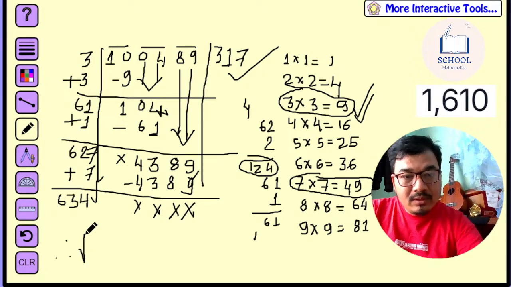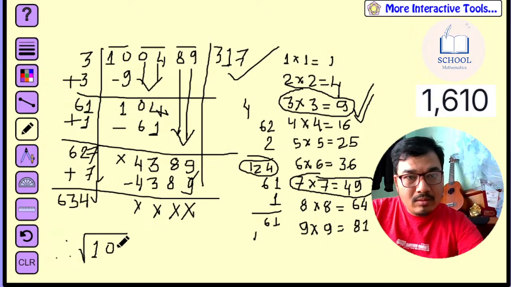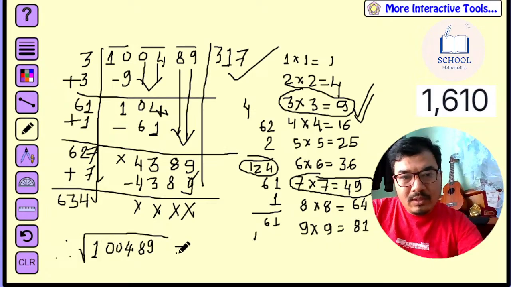Therefore, the square root of, look here, ones, tens, 100, 1000, 10,000, and like this 1 lakh, 100489. When you found its square root, its answer came here 317. This is the answer for this question.